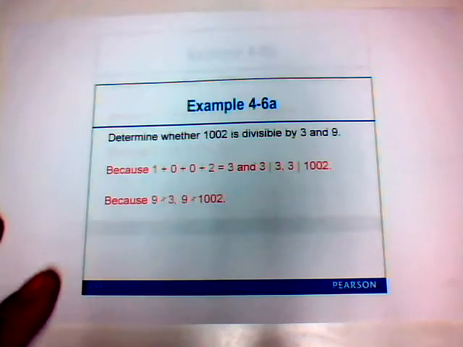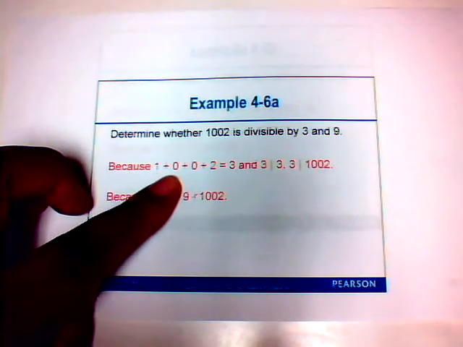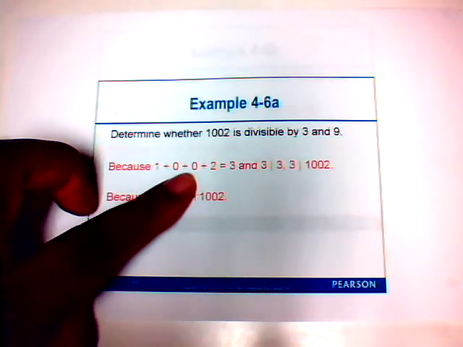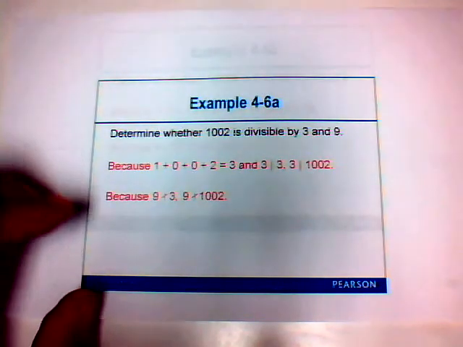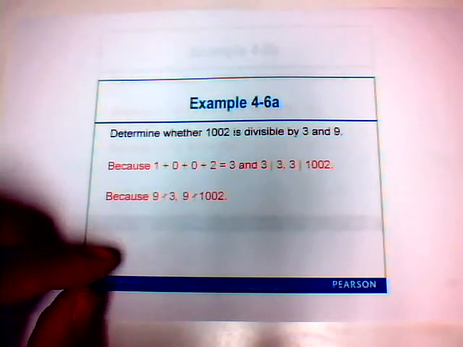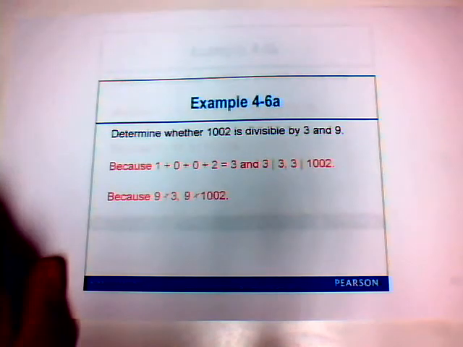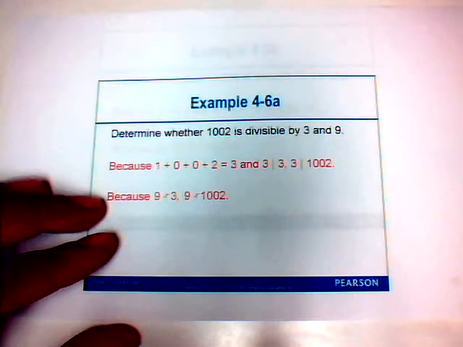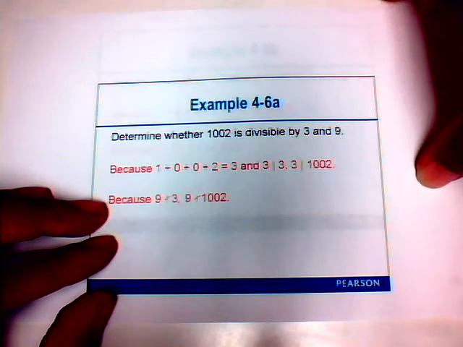Let's take a look at this one. Determine whether 1,002 is divisible by 3 and 9. Here it's divisible by 3 because if you take the sum of each individual digit in 1,002, 1 plus 0 plus 0 plus 2, that's equal to 3. 3 is divisible by 3, so 1,002 is divisible by 3. But here, the sum of the digits is not divisible by 9. In other words, 9 can't go into 3 evenly. So 1,002 is not divisible by 9. It's only divisible by 3.